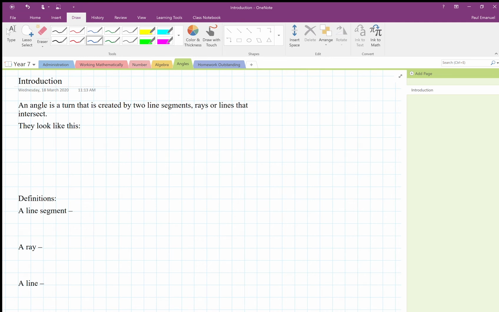Hi girls, so this video is the start of a new topic called angles that you can see up the top there, and your heading in your book should just be angles.